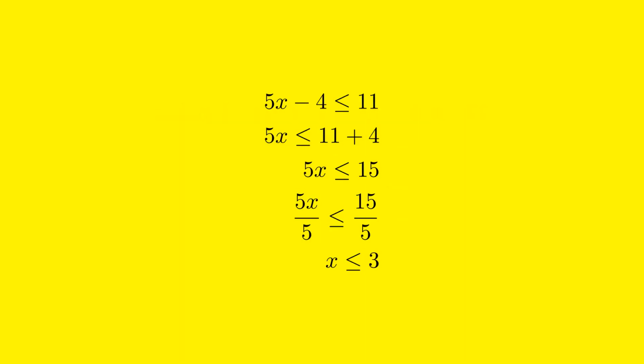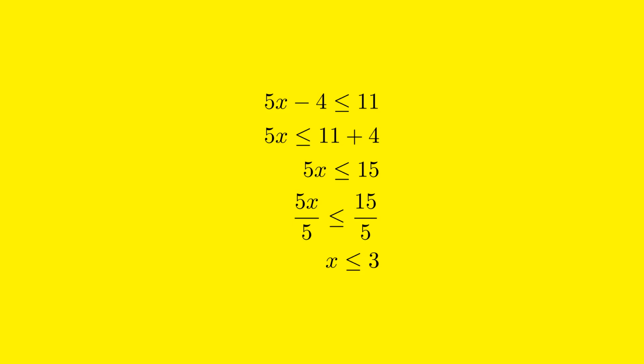To solve the inequality 5x - 4 ≤ 11, let's start by isolating the term with x. We want to remove the -4 from the left-hand side. To do that, add 4 to both sides of the inequality. Remember, we can do whatever we want to the inequality so long as we do it to both sides. So adding 4 to each side, we get 5x ≤ 11 + 4. That simplifies to 5x ≤ 15.